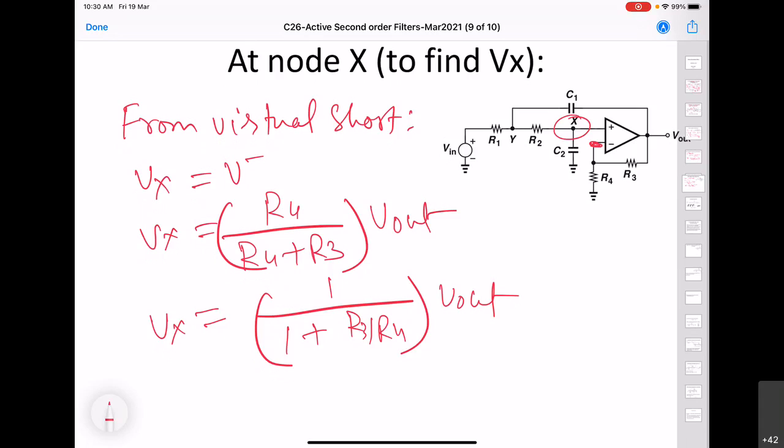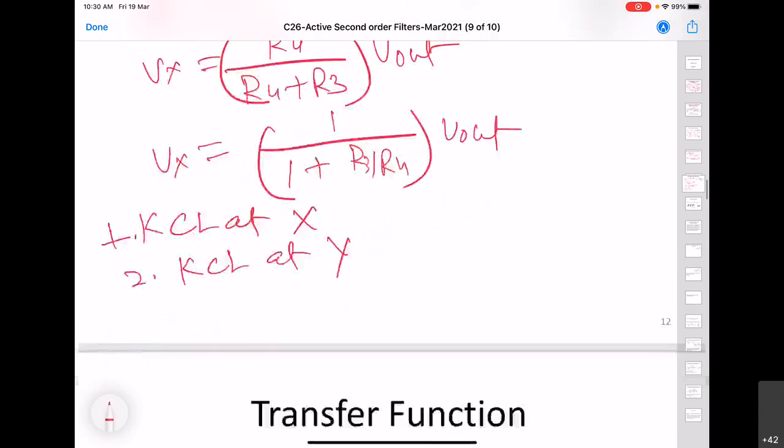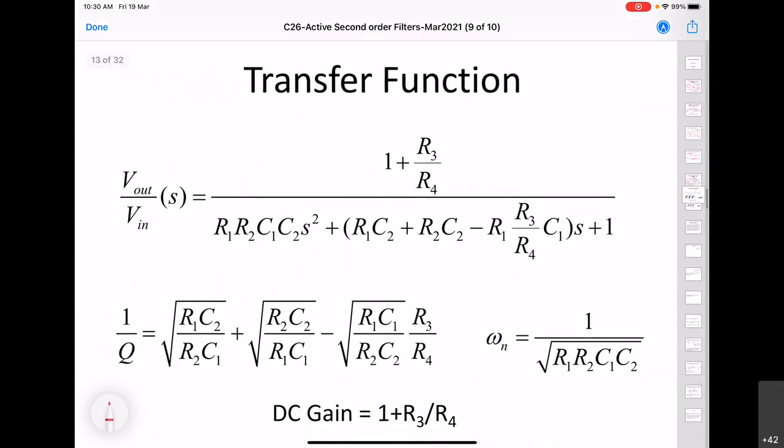So if you repeat all the previous steps, that means now KCL at node X, KCL at Y, what you will get is finally the transfer function, and that transfer function will now be given by this expression here.